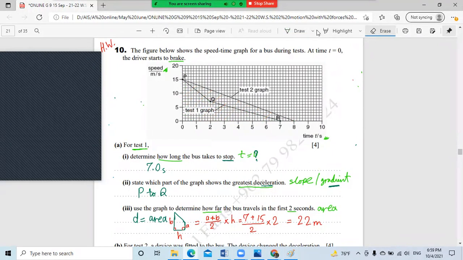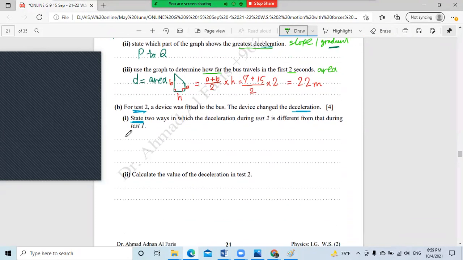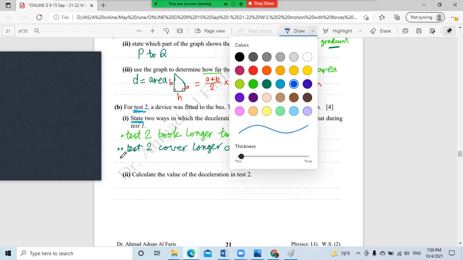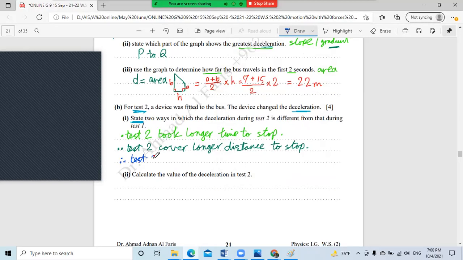Yes, exactly. So these are 3 answers. I will write the 3 of them now. First, test 2 took longer time to stop. Number 1. Number 2, test 2 covered longer distance to stop. Number 3, test 2 was one uniform deceleration.